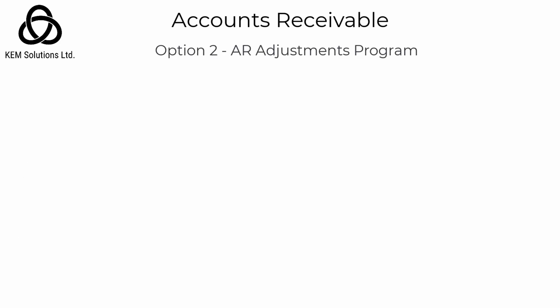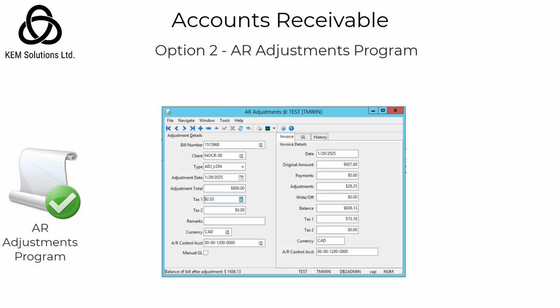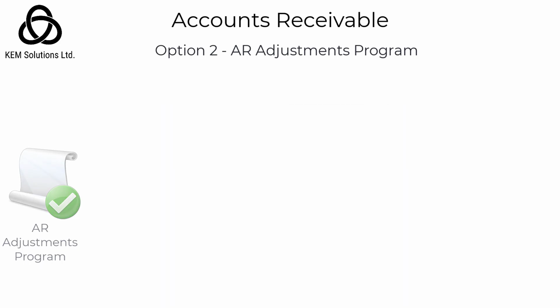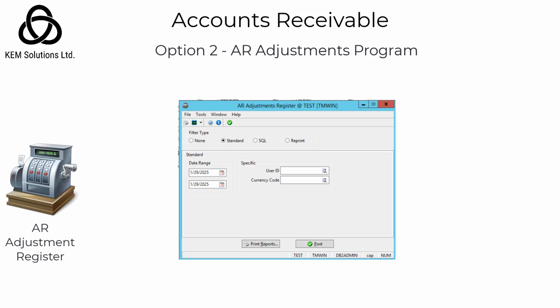Option 2. Adjusting using the AR Adjustments application. You can also make changes directly to the invoice in the AR Adjustments screen without having to create a rebill. This is a great option, especially if you do not have to resend the invoice to the customer. Once you have created an adjustment, you will have to post changes through the AR Adjustments register.